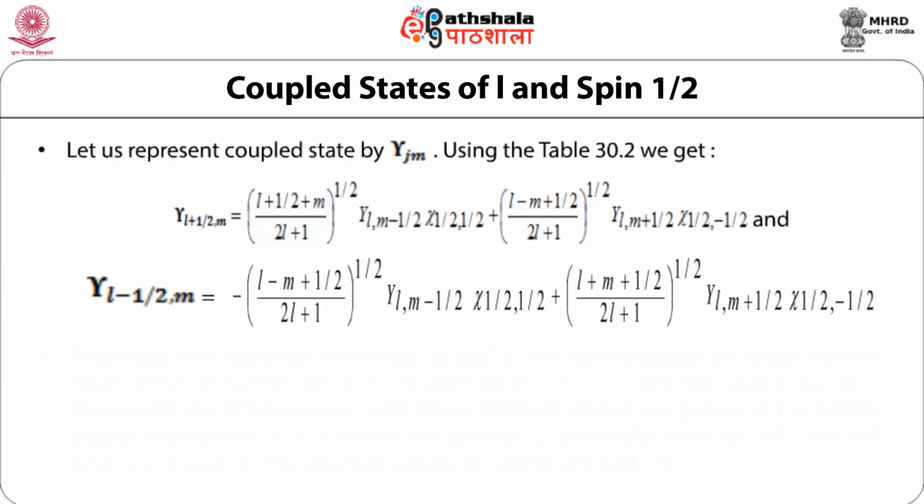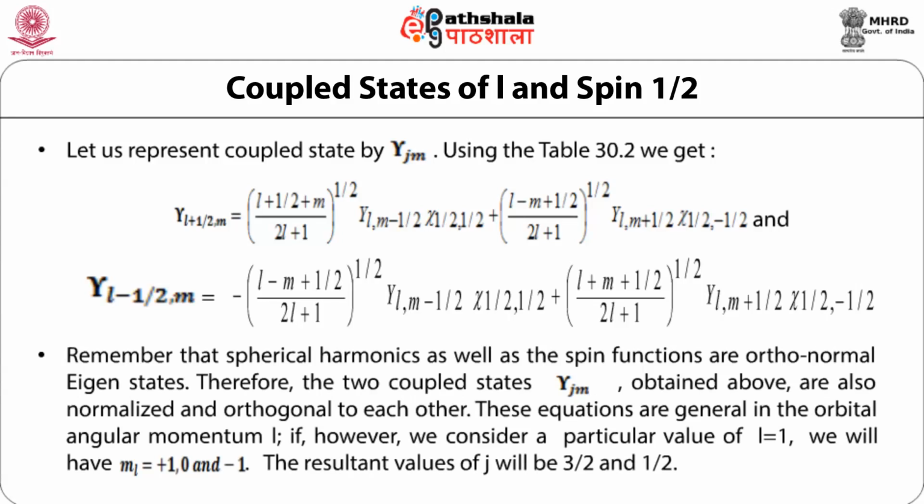And as mentioned before, here the subscripts for the spherical harmonic term, that is Y, represent L and m_l, while the subscript for the spin term xi represent s and m_s. And it is important to remember over here that the spherical harmonics as well as the spin functions are orthonormal eigenstates, and hence the two coupled states given by gamma_{J,M} obtained above are also normalized and orthogonal to each other. Thus, the equations obtained above are general in the orbital angular momentum L.